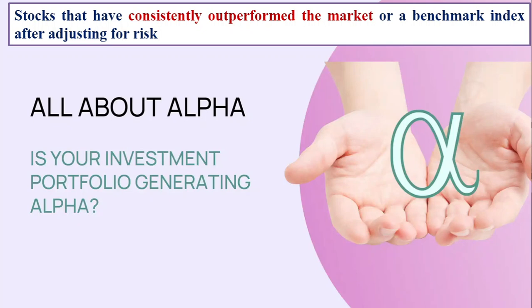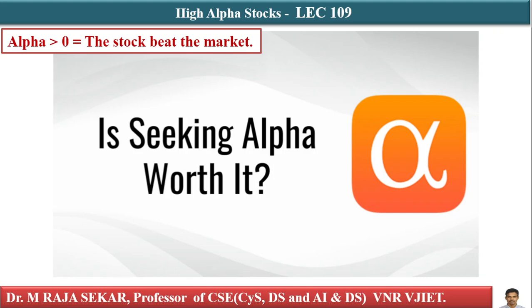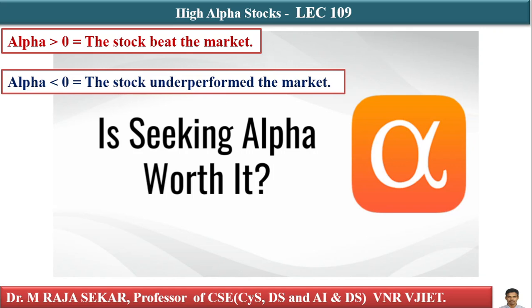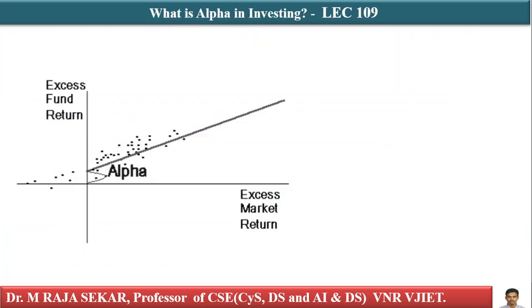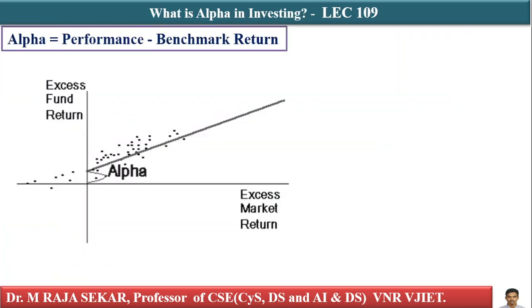Market index means like S&P 500. If alpha is greater than 0, anyway, I showed how to check alpha values, isn't it? Alpha greater than or equal to 0 means I can say the stock beat the market. If alpha is less than or equal to 0, the stock underperformed the market. Positive alpha outperforms the benchmark. Negative alpha means underperforms, isn't it? What is this alpha? Alpha is performance minus benchmark return.